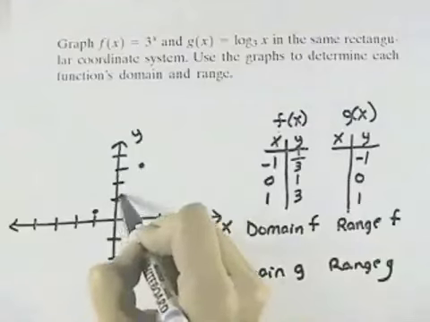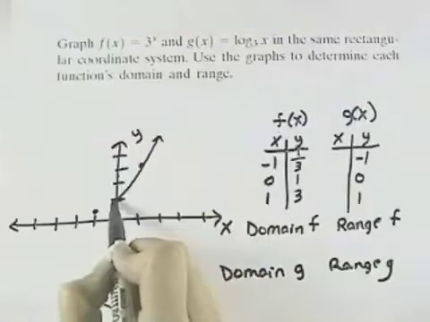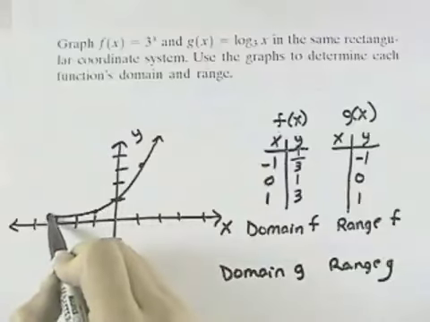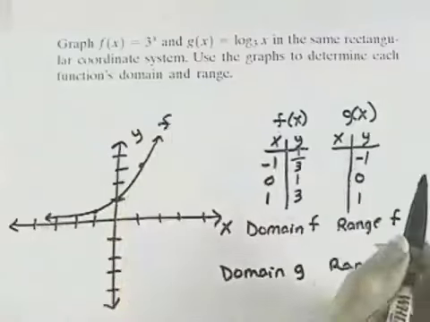which tells me this exponential function goes up to the right, which means it approaches the x-axis as a horizontal asymptote to the left. So that would be my function f.